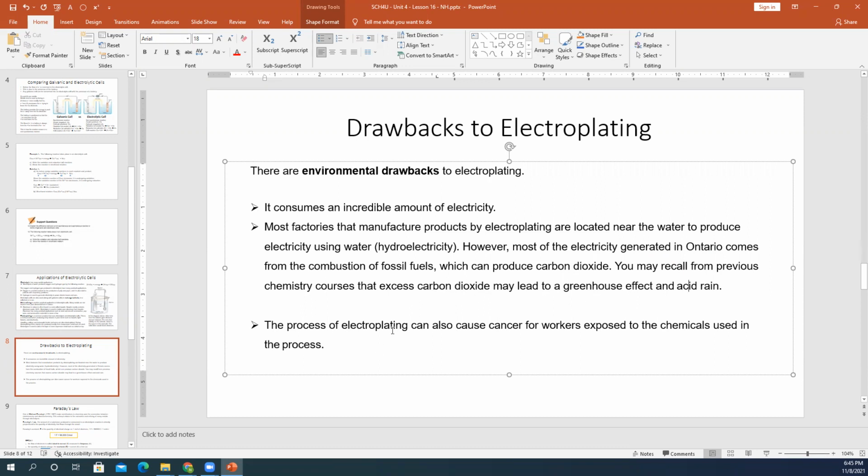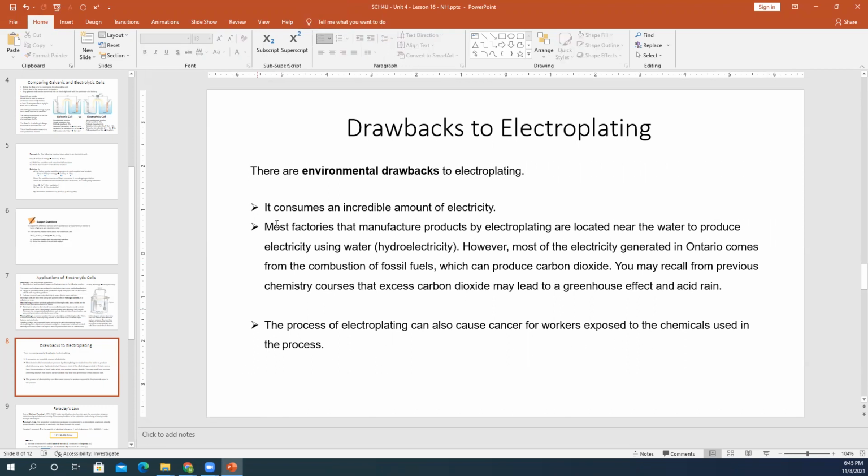Also, the process of electroplating can cause cancer for workers that are exposed to some of the chemicals used in this process. So altogether, it has some drawbacks.